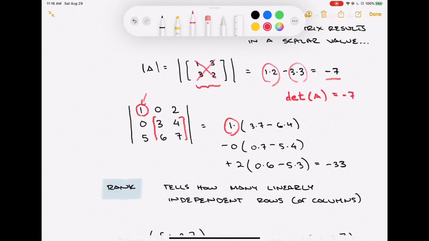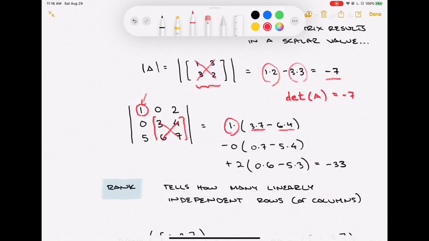And then I'm going to take the determinant of the smaller matrix that results by eliminating both the row and column of the element that I started out with. So in this particular case, I'm going to take 3 times 7 minus 6 times 4. So I get 3 times 7 minus 6 times 4. That's the first part of this calculation of the determinant.